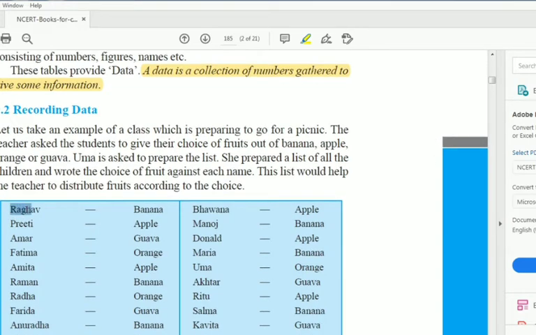So look at here, Raghav likes banana and Bhavna likes apple. Preeti likes apple, Manoj likes banana. Amar likes guava, Donald likes apple. Like this, Fatima likes orange, Maria likes banana. Amita likes apple and Uma likes orange. Raman likes banana, Akhtar likes guava. Radha likes orange, Ritu likes apple. Farida likes guava, Salma likes banana. Anuradha likes banana, Kavita likes guava. Like that, Rati likes banana and Javed likes banana. So like that, Uma prepared the list.